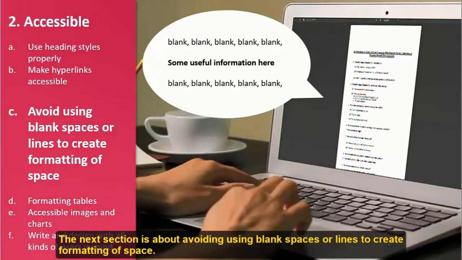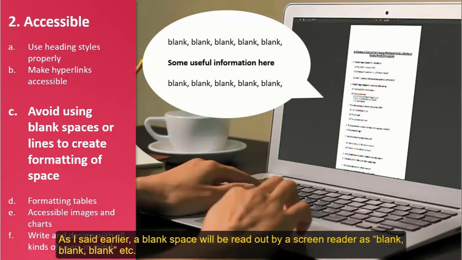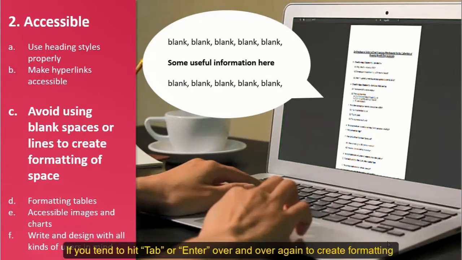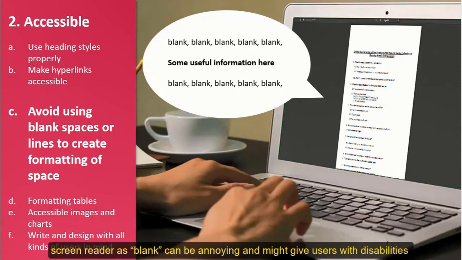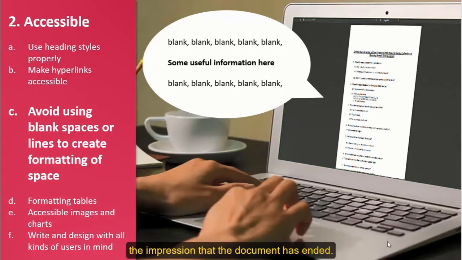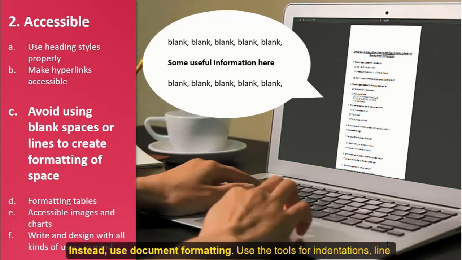The next section is about avoiding using blank spaces or lines to create formatting of space. As I said earlier, a blank space will be read out by a screen reader as blank, blank, blank, etc. If you tend to hit Tab or Enter over and over again to create formatting that you want, try to kick that habit. Hearing a bunch of white space identified by a screen reader as blank can be annoying, and it might give users with disabilities the impression that the document has ended. Instead, use document formatting. Use the tools for indentations, line spacing, page breaks, and styles to create the effect you want.